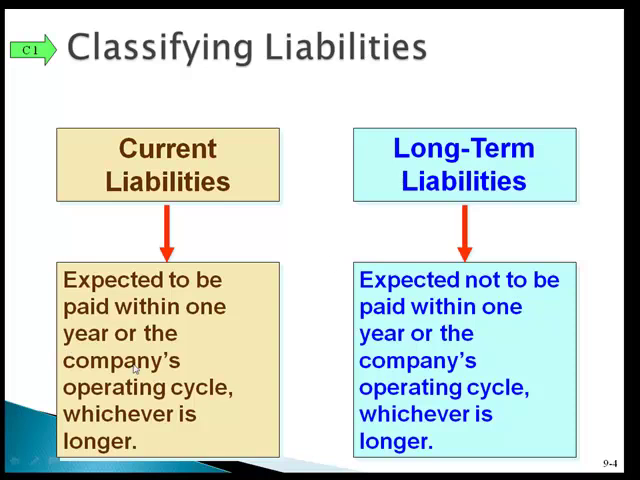There is this language here that says or within the company's operating cycle, whichever is longer. Some companies, such as construction companies, take longer to construct their product. So their operating cycle can be longer. It can be 18 months or so. So in those circumstances, their current liabilities would be anything that's payable within 18 months. Okay, but the majority of companies are going to be 1 year because their operating cycles are going to be small.